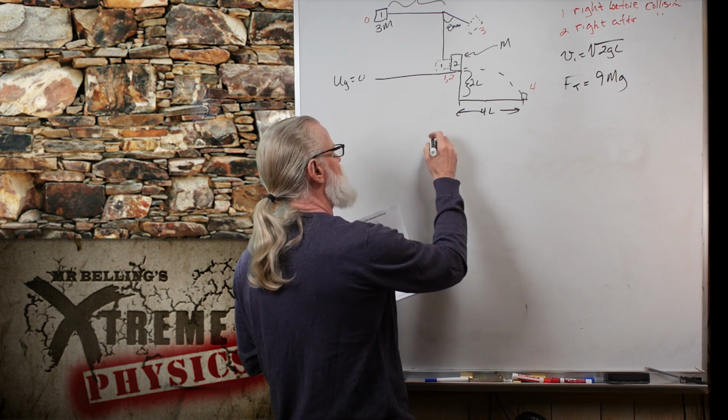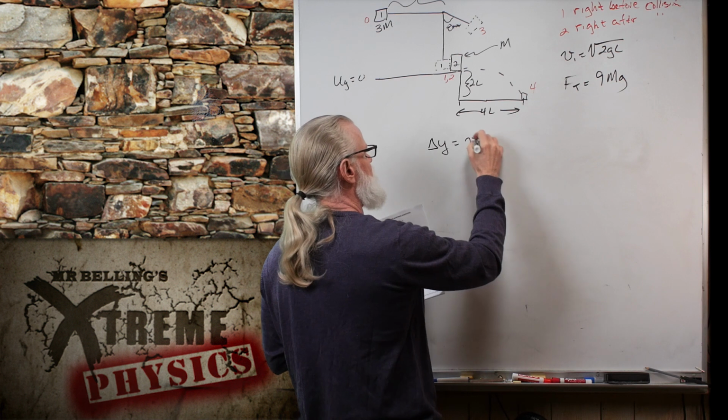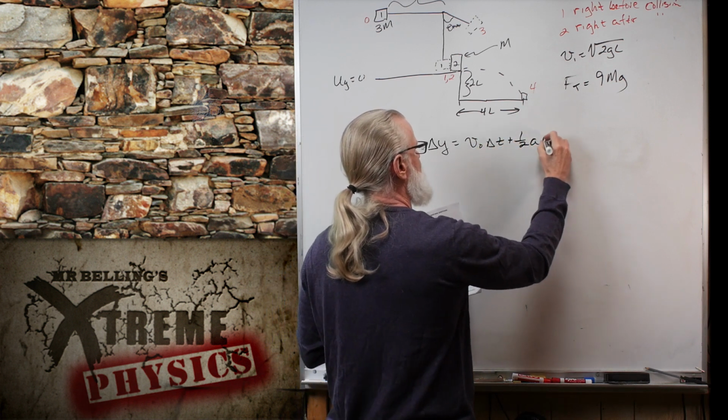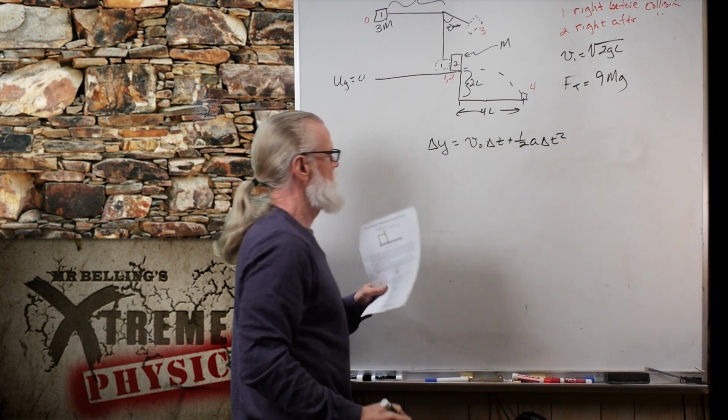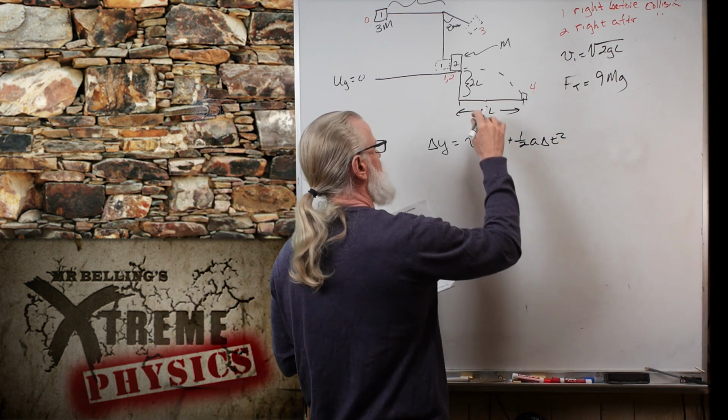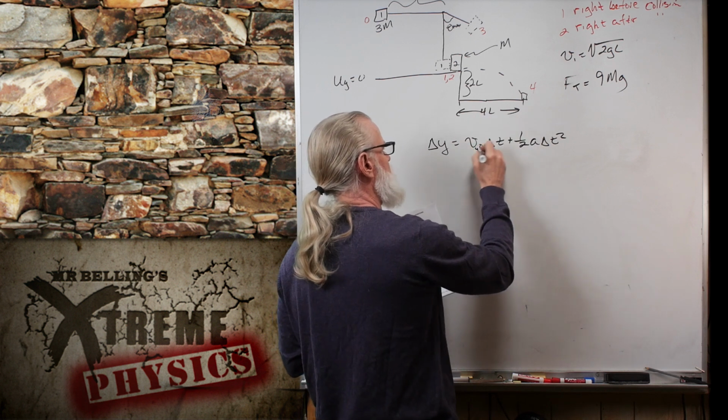Let's see. Let's use this one. Let's use El Grande. Delta y equals V0 delta t plus 1/2 a delta t squared. We'll use that one. And in the y direction, this is only in y. I should put my y's here.